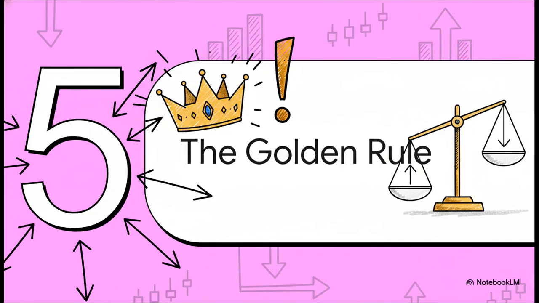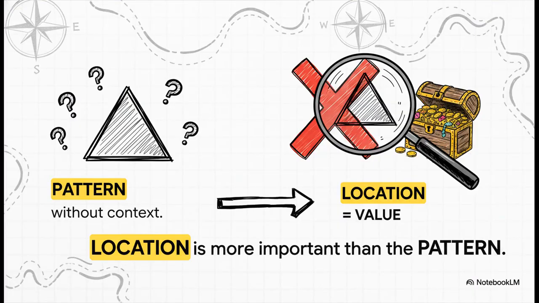All right, this next part is maybe the most important piece of the whole puzzle. It's what the source material calls the golden rule, the one non-negotiable part of this entire framework. If you only remember one thing from all this, make it this. And it's this: location is greater than the pattern. Always. Let me say that again. Where a pattern appears on the chart is infinitely more important than what the pattern itself looks like. A picture-perfect textbook pattern in the wrong spot is completely, utterly meaningless.